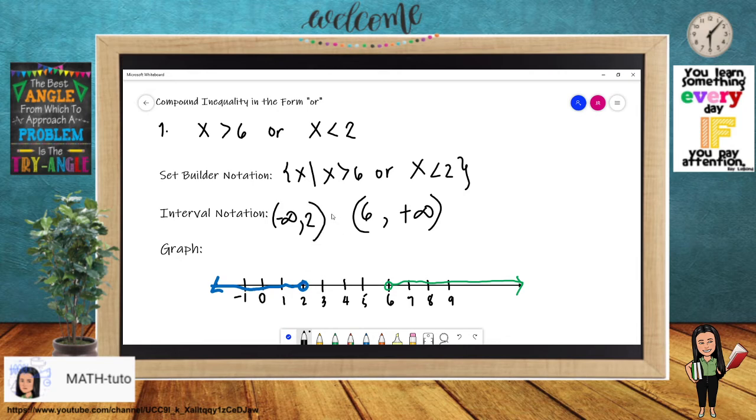And we will get the union, because any of these can be a solution. So x can be any value from negative infinity until 2, and it can also be any value from 6 up to positive infinity. So, union. This is what we mean by a compound inequality joined by the word "or". Let us have another example.